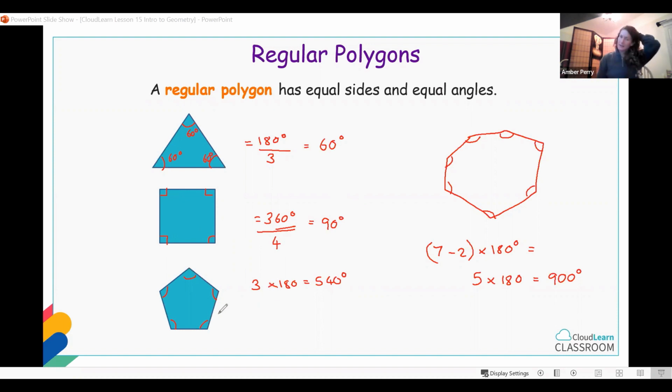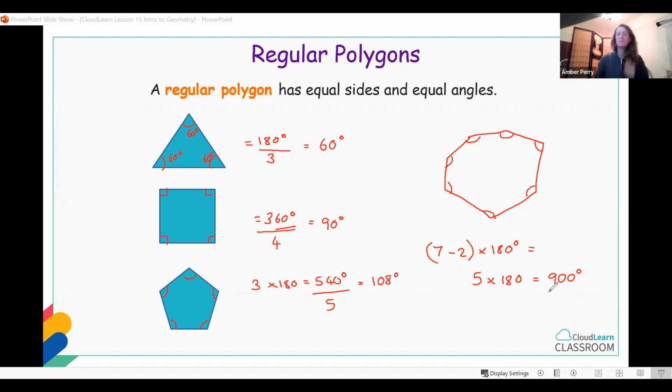And then in a regular pentagon, we have got the sum of the angles is 540. There's 5 of them, and they're all equal. So each individual angle is going to be 540 divided by 5, which is 108 degrees.